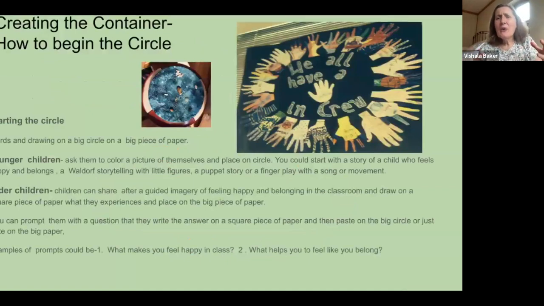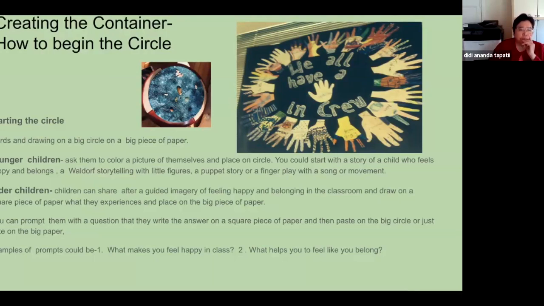So how do you create this kind of container and begin the circle in your classroom, to begin the community in your classroom or in any group? So one way that you can do it is you get a big piece of paper and you draw a circle on it. If you have younger children, you could ask them to color a picture of themselves and place it on that circle so everyone in the class can see we're all part of this.